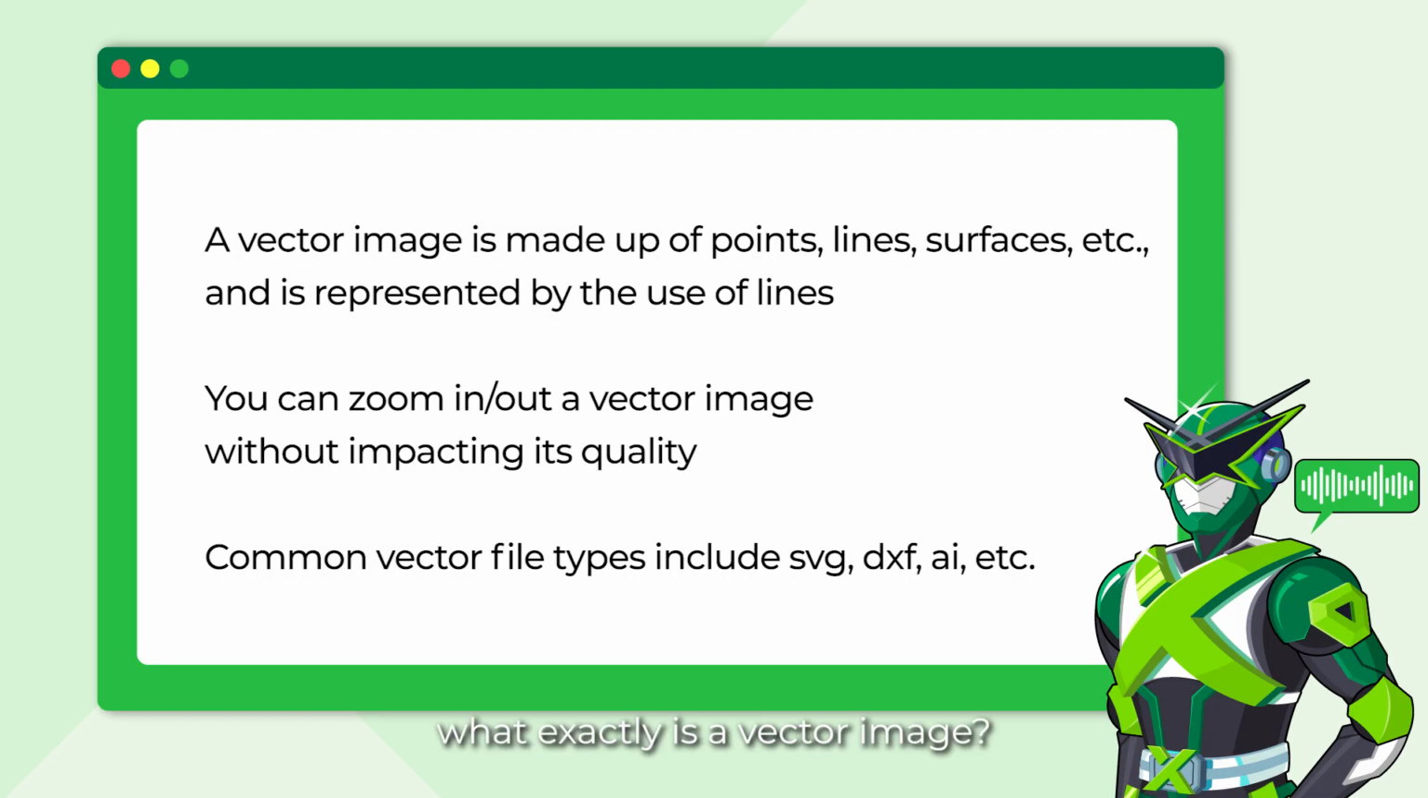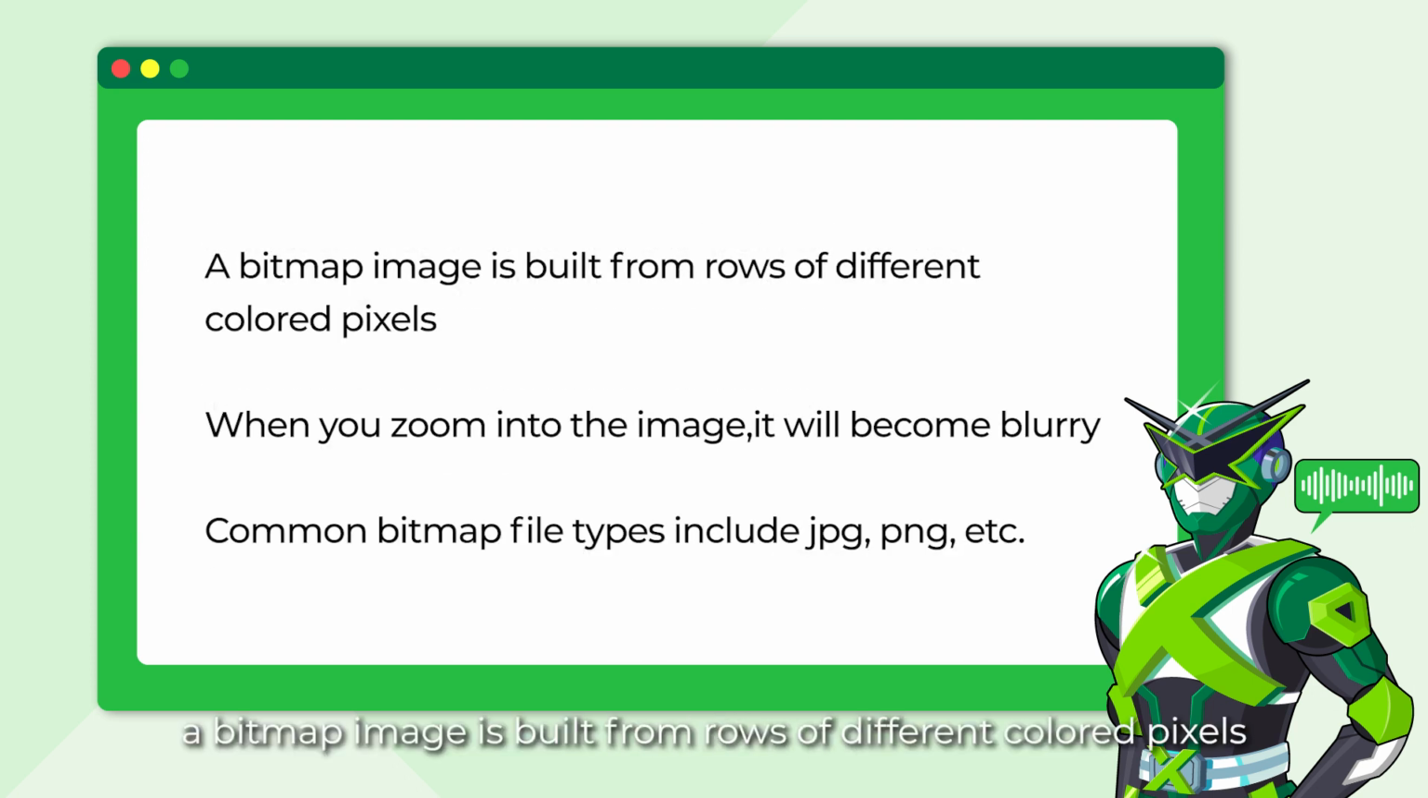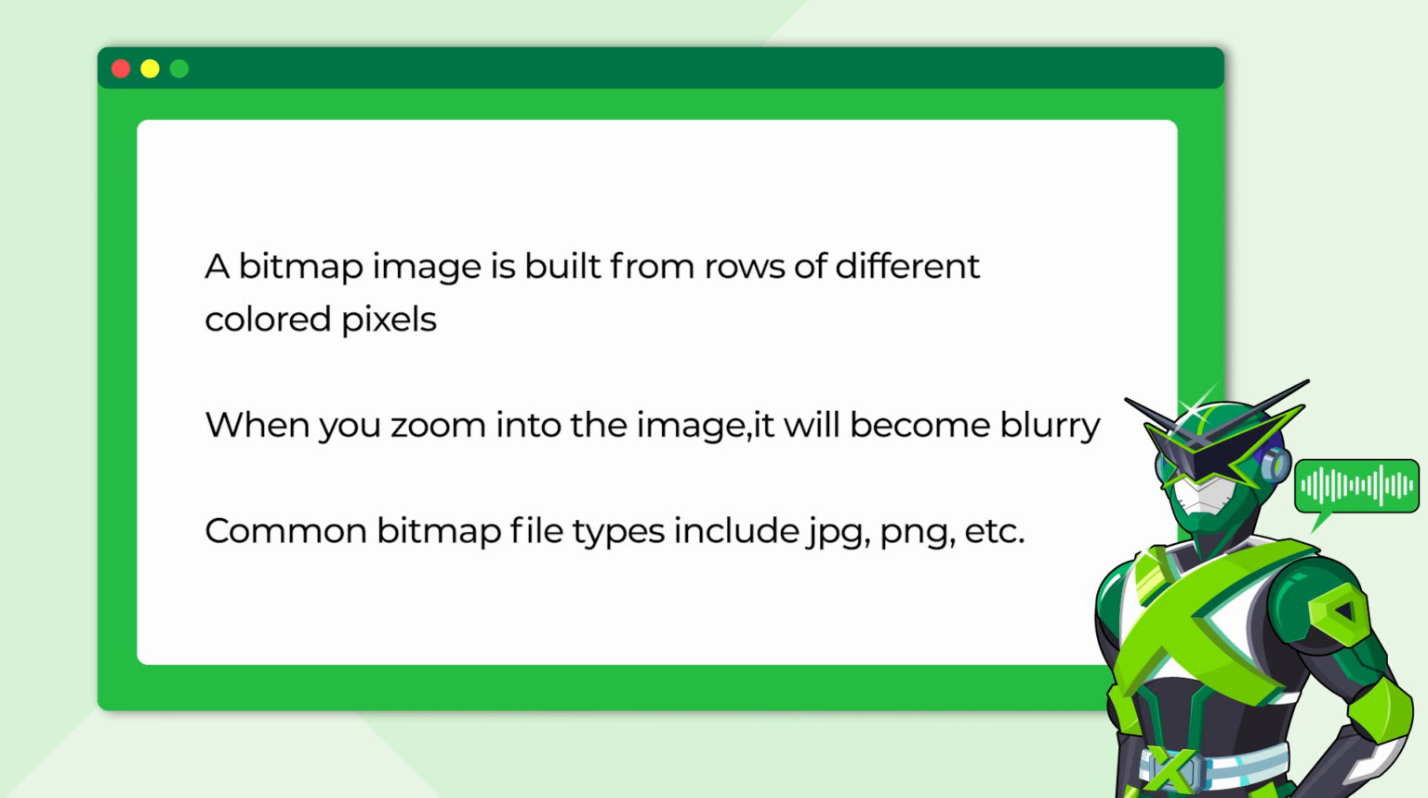To begin, what exactly is a vector image? A vector image is made up of points, lines, surfaces, etc., and is represented by the use of lines. You can resize a vector image without impacting its quality. Common vector file types include SVG, DXF, AI, etc. In contrast, a bitmap image is built from rows of different colored pixels. When you zoom into the image, it will become blurry. Common bitmap file types include JPG, PNG, etc.